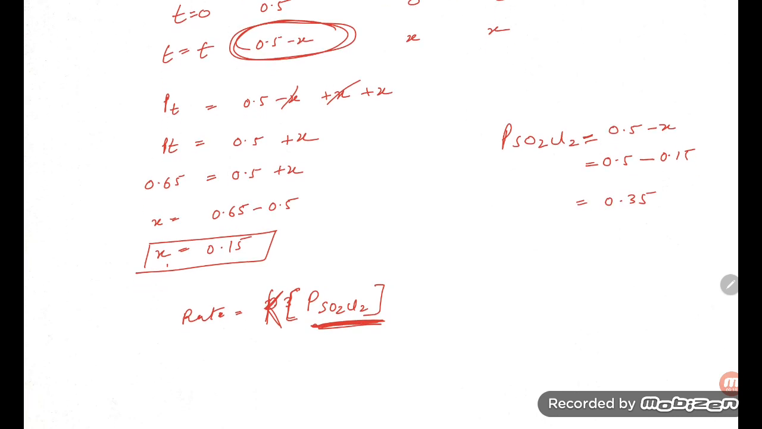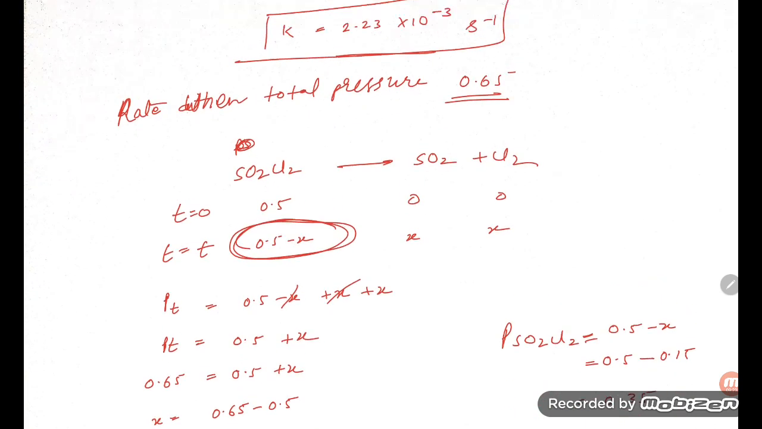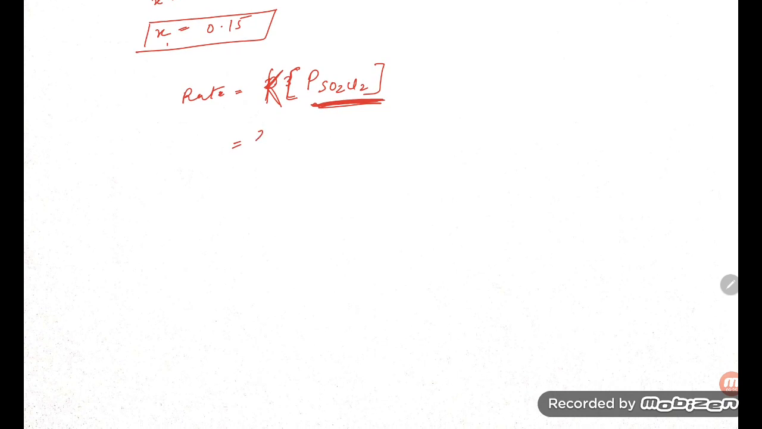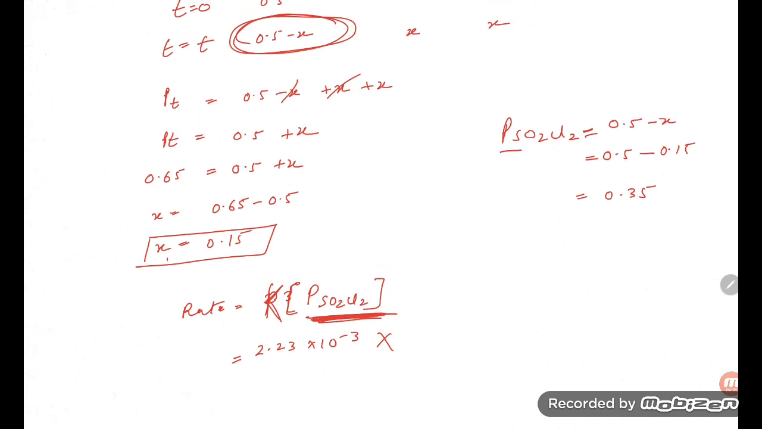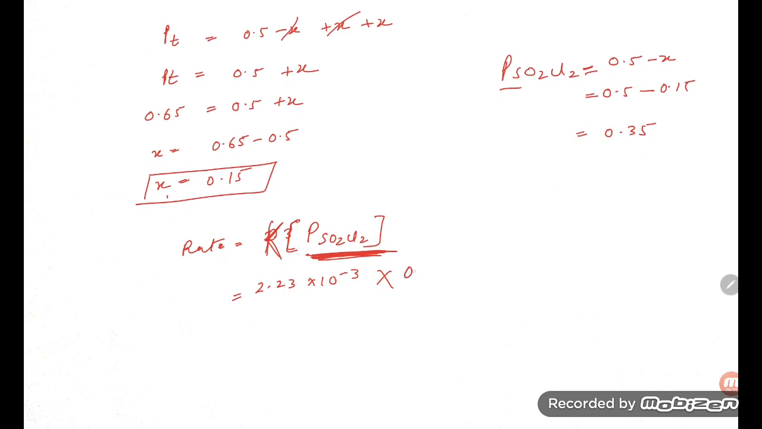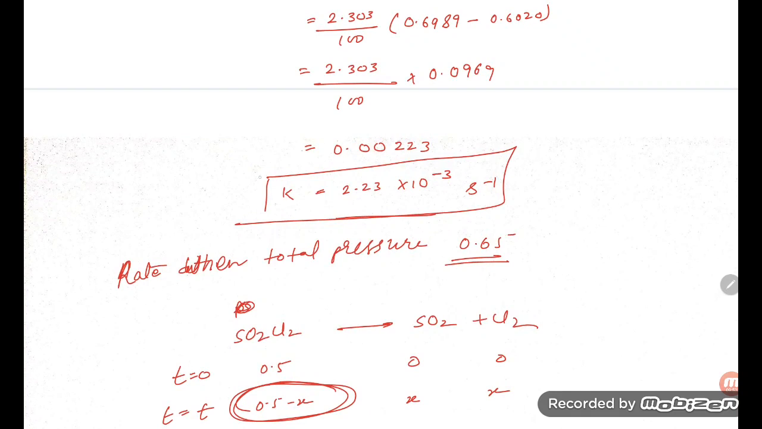0.35, students. Now you put the value. The K value we already calculated here, 2.23 into 10 power minus 3. So 2.23 into 10 power minus 3, and PSO2Cl2 we always need to calculate like that only, okay? PSO2Cl2 is 0.35. So if you solve, student, it is coming 7.8 into 10 power minus 4 atm second inverse. So we got both things, students: this is the rate, and here what we got is the rate constant K.